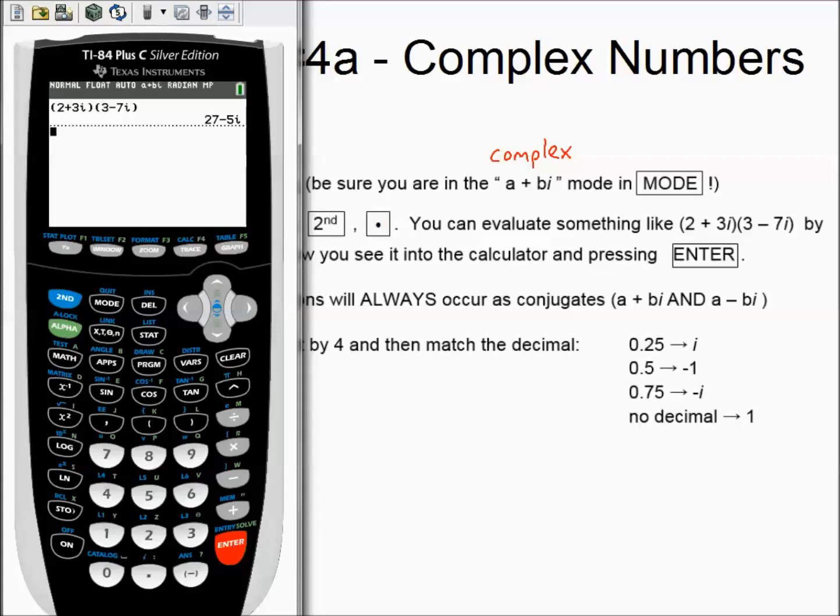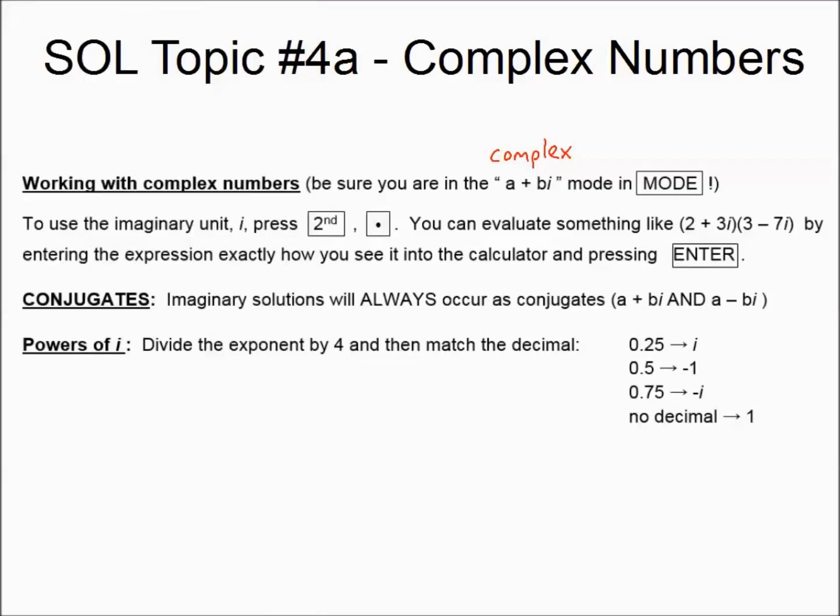Pretty cool. Two other notes for this packet: conjugates. Imaginary solutions will always occur as a pair of numbers called conjugates. If a plus bi is one of our solutions, then a minus bi must also be a solution. Conjugates are pretty easy to identify. The first part, or the real part, stays the same. The imaginary part will change sign from positive to negative or from negative to positive. Those are conjugates, and imaginary solutions will always occur as pairs.